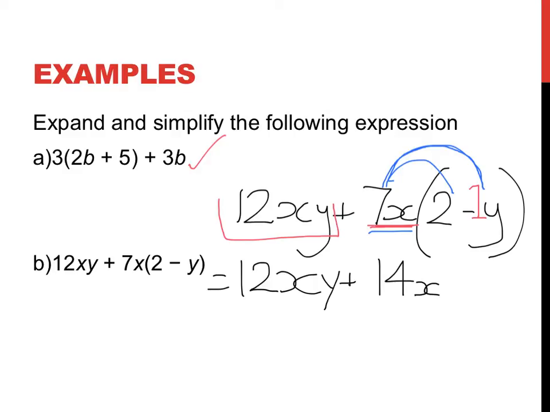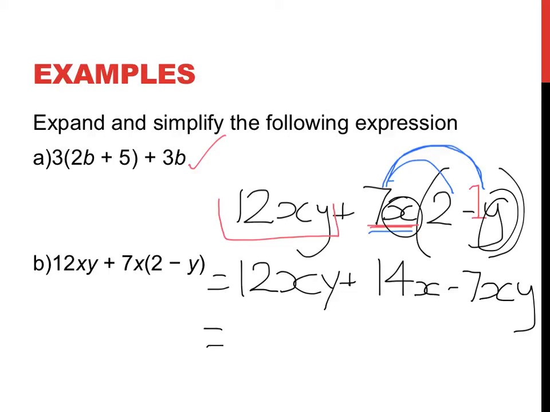So let's do my numbers first. Positive 7 multiplied by negative 1. 7 times 1 is 7. A positive 7 and a negative 1 gives me a negative answer because my signs are different. And then I've got an x and then I've got a y because there's an x on the outside here and a y over there. So my answer on this line becomes 12xy plus 14x minus 7xy.